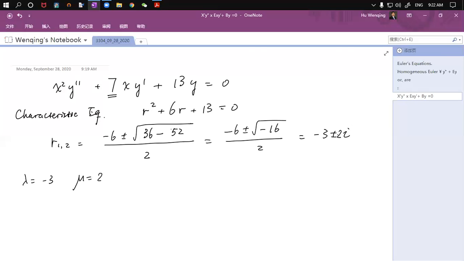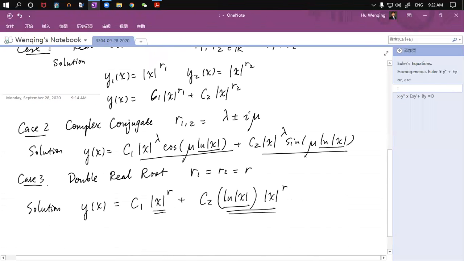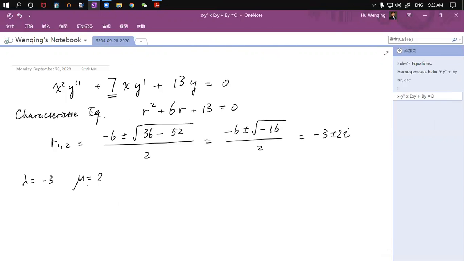Some people ask, can I take mu as minus 2? This is the same rationale as what you saw before. If you replace mu by minus mu, you're just going to flip C1 and C2. It doesn't quite matter, so I can take mu equal to 2.